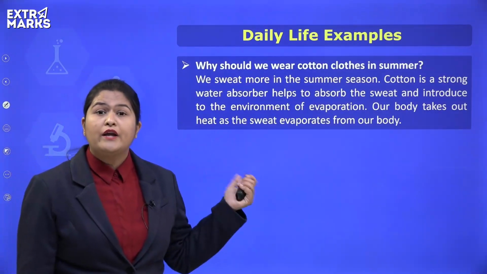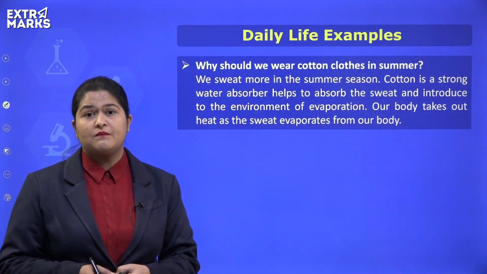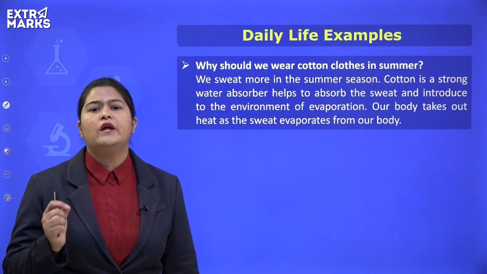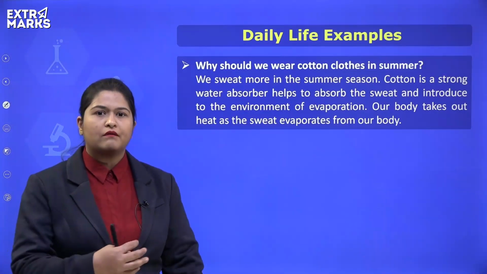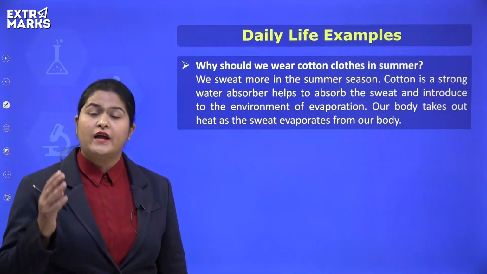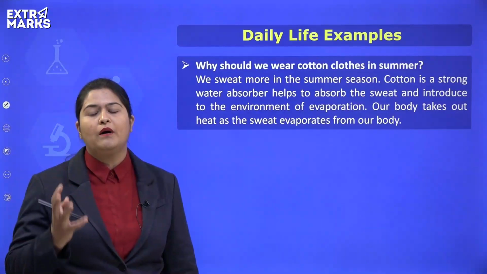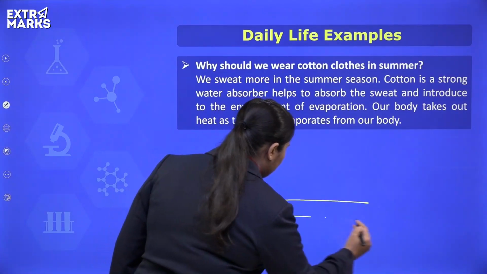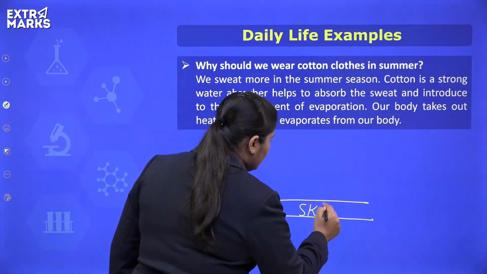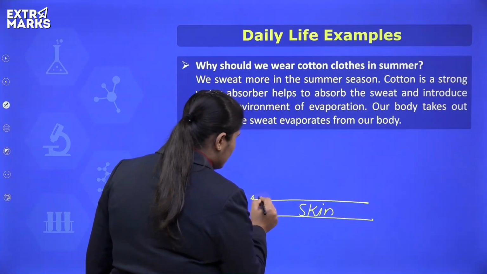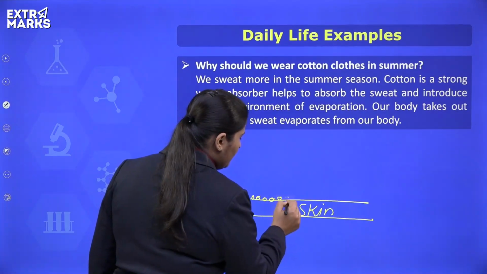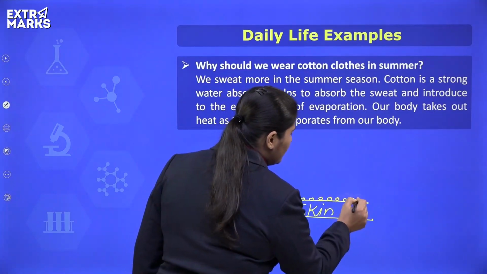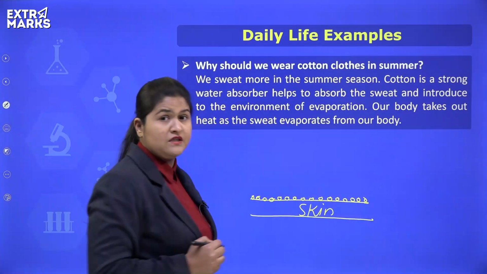Again, why should we wear cotton clothes in summer? What is the reason? My dear students, cotton clothes are good absorbers of water. Our sweat contains a lot of water and hence cotton clothes can absorb our sweat very easily. So, if this is our skin and our skin is producing sweat, the sweat will be here on the surface of our skin, and this sweat is very troublesome and irritating for us, especially in the summer seasons.